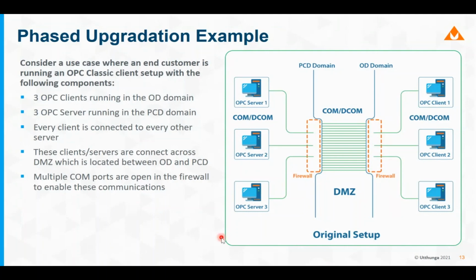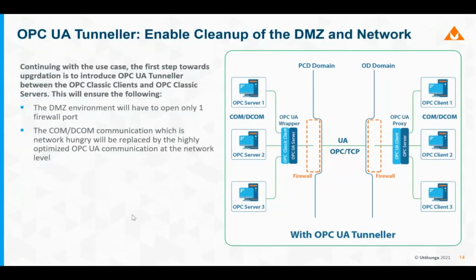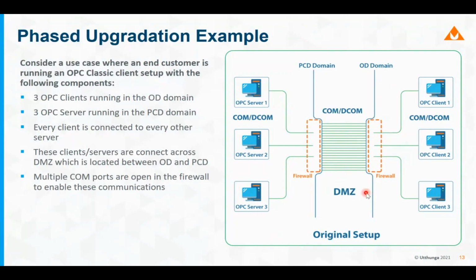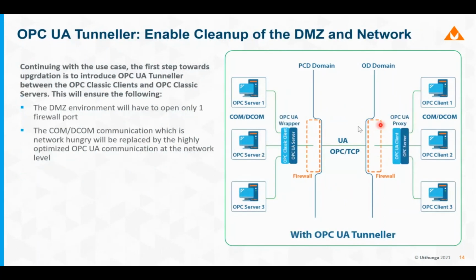Now, let's see how you solve this problem. So now what we will try to do is first clean up the DMZ network. This is the DMZ network, and the first step to go to UA is to sort out this DMZ network and clean it up. And here we can use the tunneler that we just talked about. What I'm showing you is just an implementation of the tunneler that I was discussing some time back.